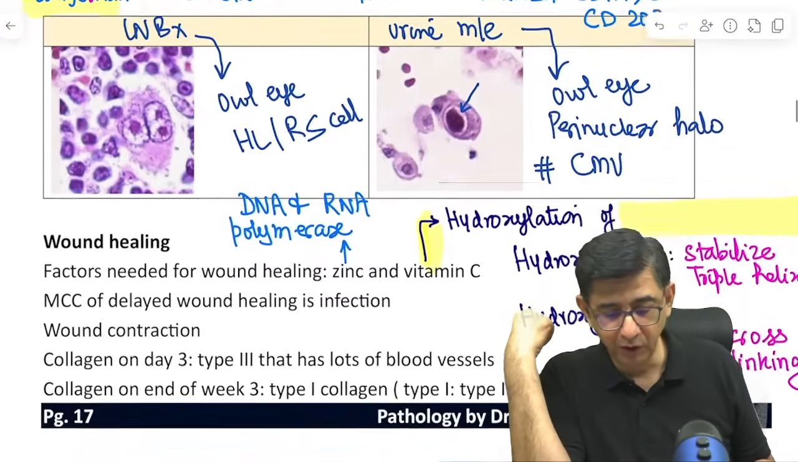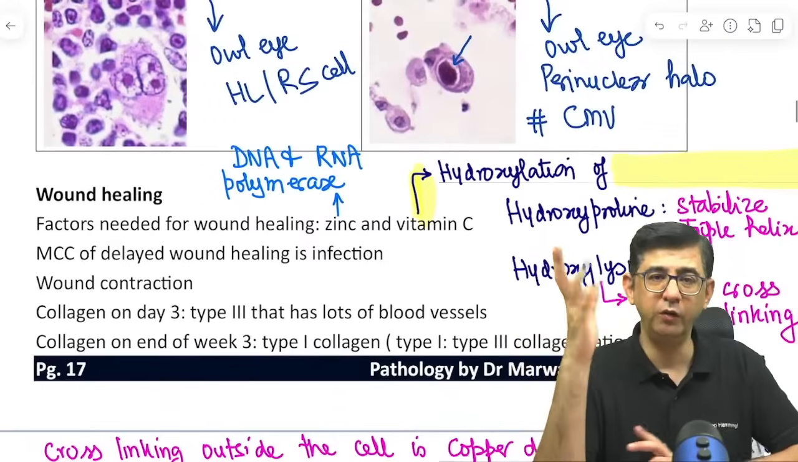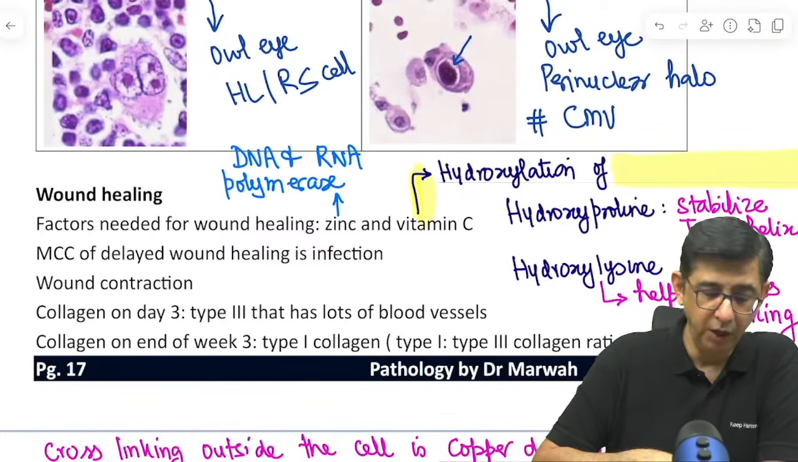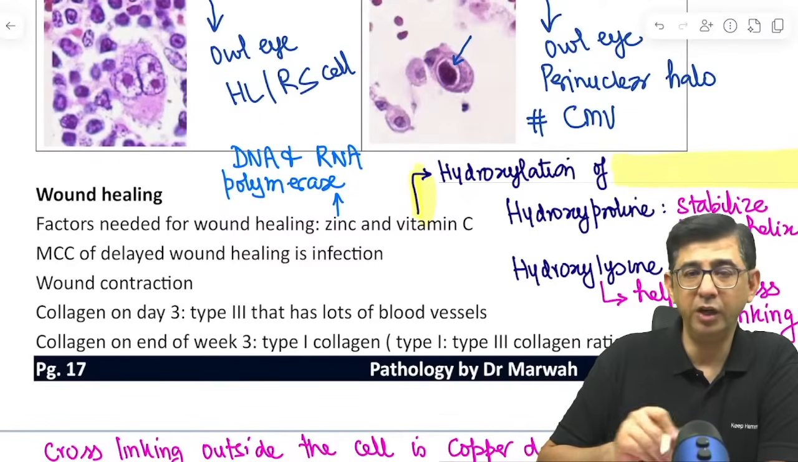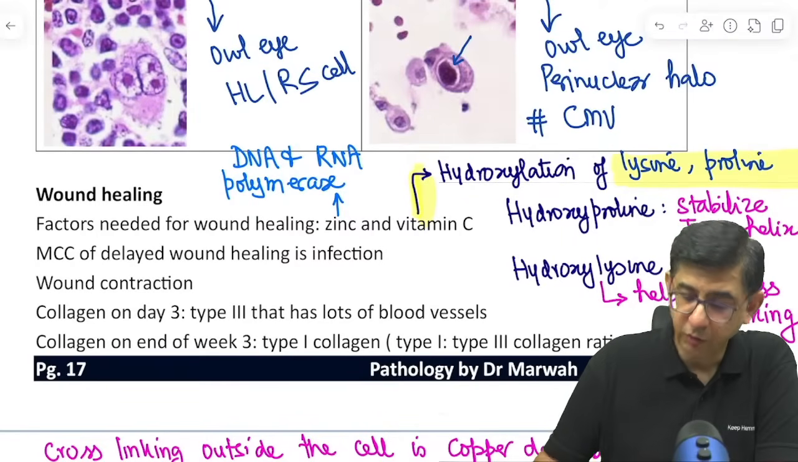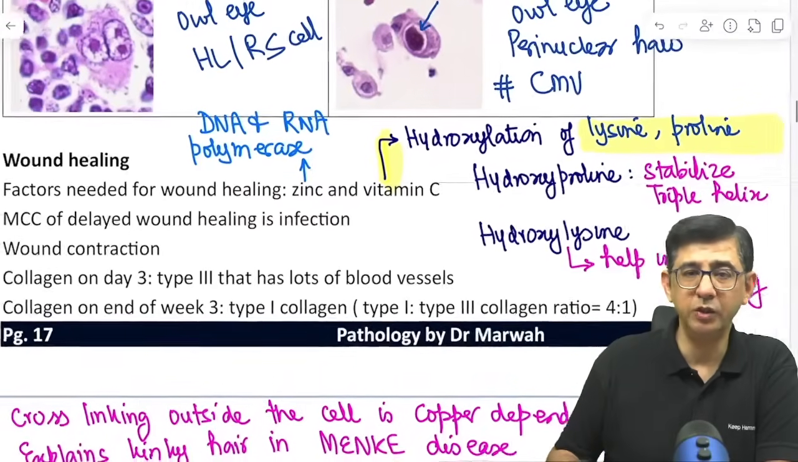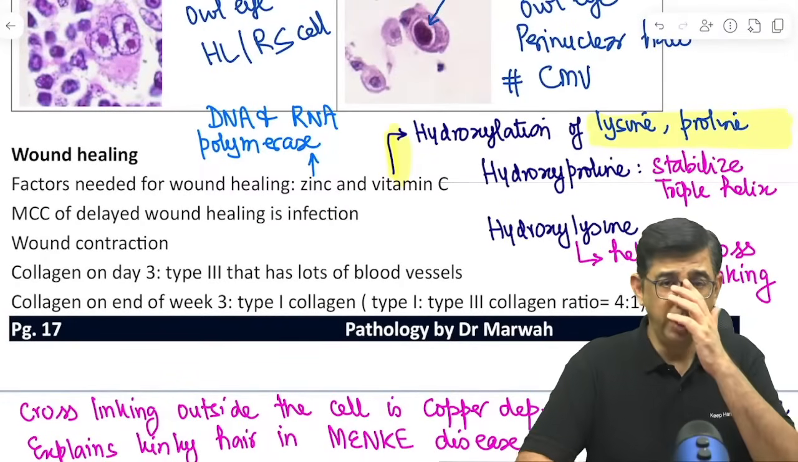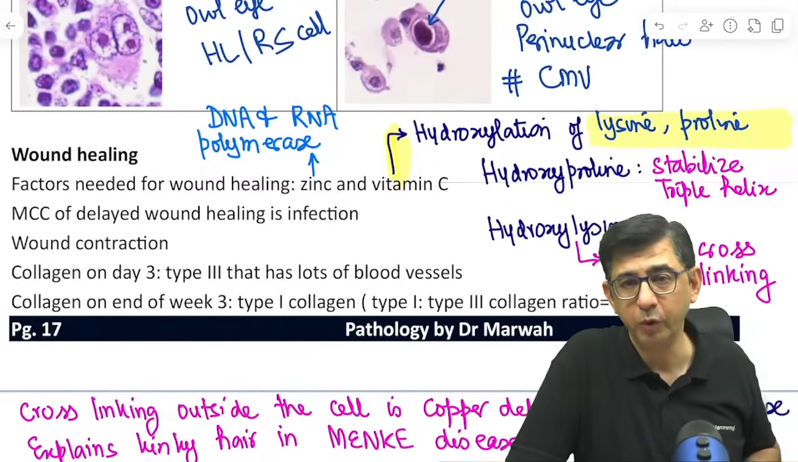Next, I'll introduce the concept of wound healing. For wound healing, they have always asked about vitamin C and zinc and what their function is. Vitamin C's main function would be hydroxylation of two things: lysine as well as proline. Then the question has become a little more technical, saying that when hydroxylation happens, hydroxyproline and hydroxylysine are formed. So what does hydroxylysine do and what does hydroxyproline do?